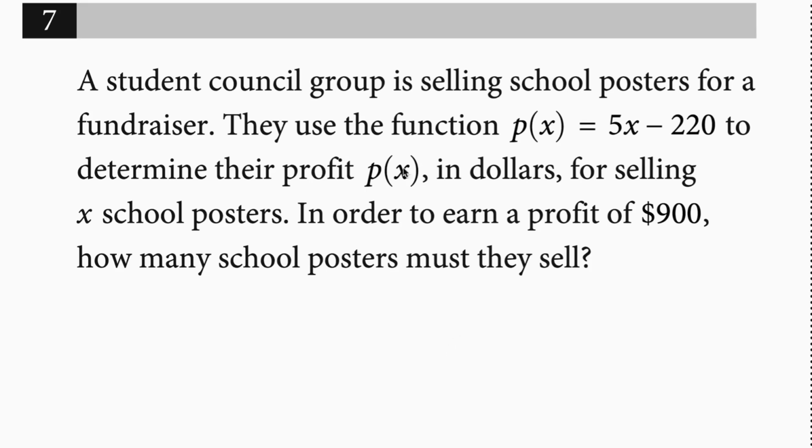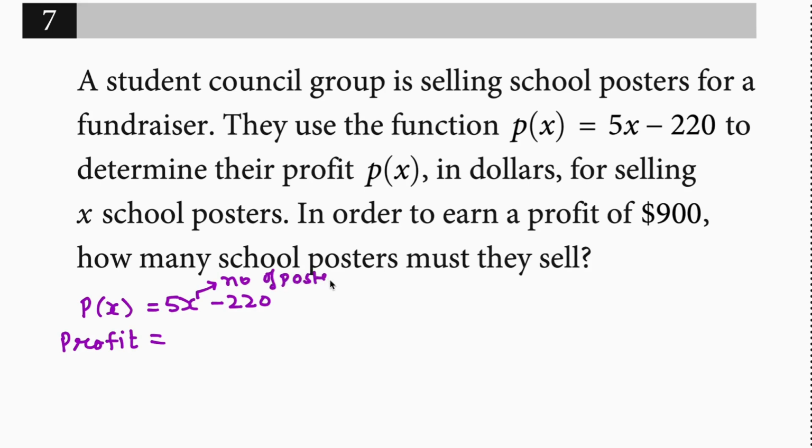Okay. Question number 7. A student council group is selling school posters for a fundraiser. They use the function p(x) is equal to 5x minus 220. Okay, so p of x is equal to 5x minus 220. This is our equation to determine their profit p(x). So that means profit is for selling x school posters. So x is actually the number of posters.